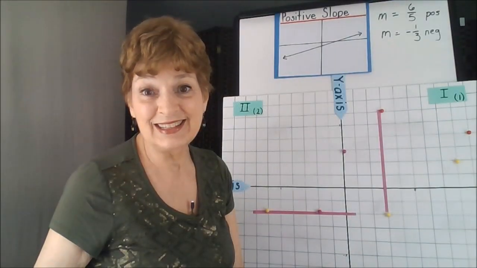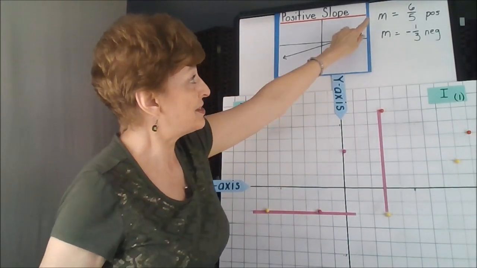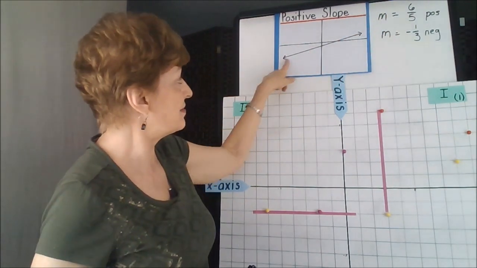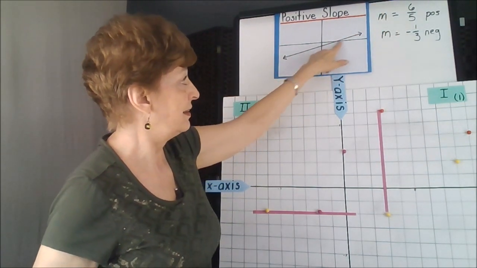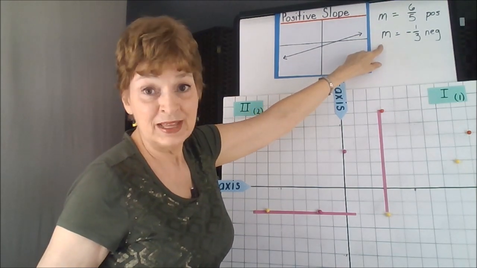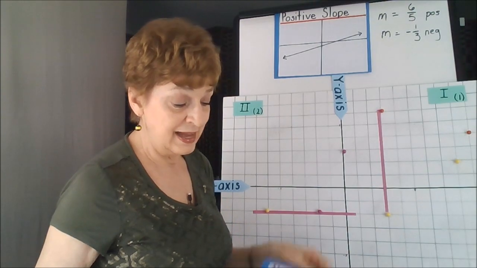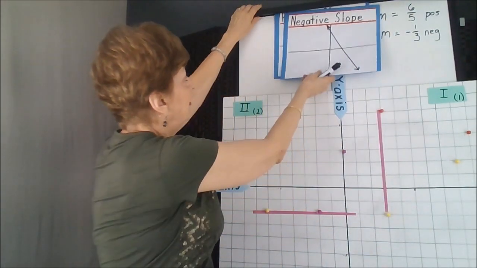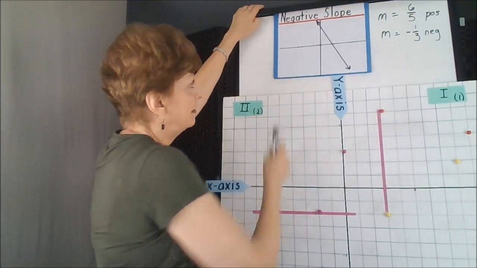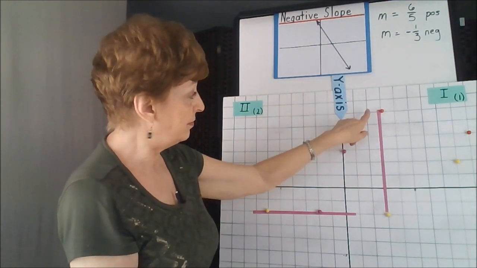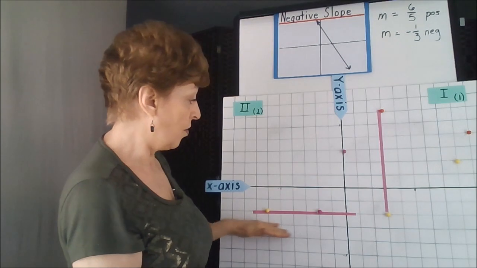In our previous examples, when we had our slope m equal to 6/5, we had a positive slope on that line. And when the m was a negative 1/3, we had a negative slope. Now let's see what happens when we have a vertical line and a horizontal line.